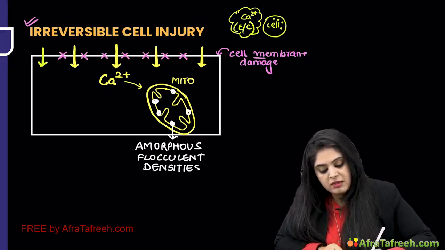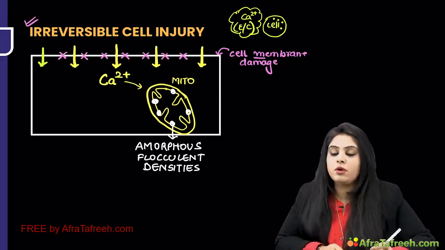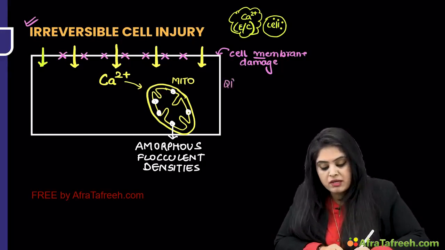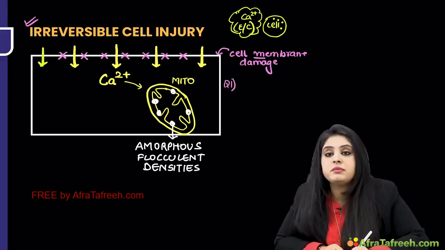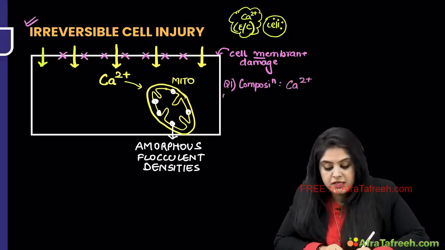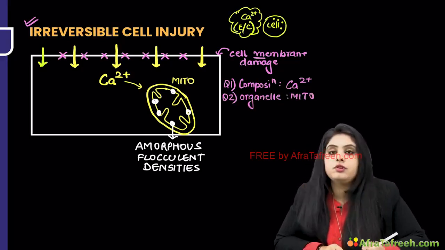And what do I again mean by that? If I ask you 3 questions on amorphous flocculent densities, let's see how many of you have been listening. Question number 1, amorphous flocculent densities, what is it made up of? What is the composition? The composition is calcium. It is calcium which is coming inside. Question number 2, which organelle is it coming and sitting in? The organelle is going to be mitochondria.